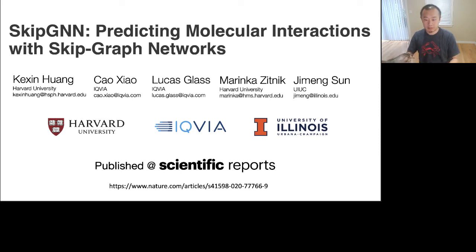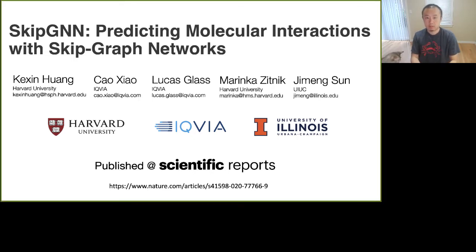Okay, so next we'll talk about SkipGNN, predicting molecular interaction with a skip graph network. This is a joint work by Ke-Xin Huang, Danica Xiao, Lucas Glass, and Marinka Zitnik. This is a paper published in Scientific Reports, and you can access it through this link.